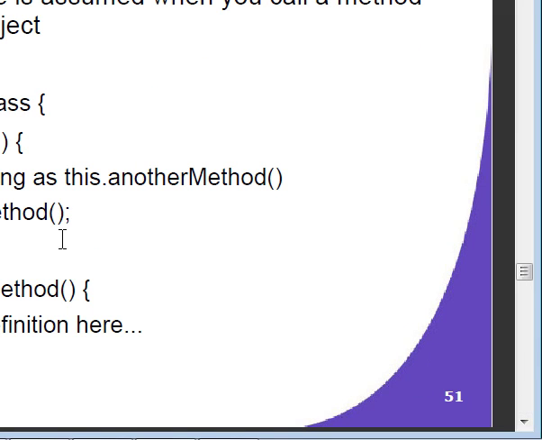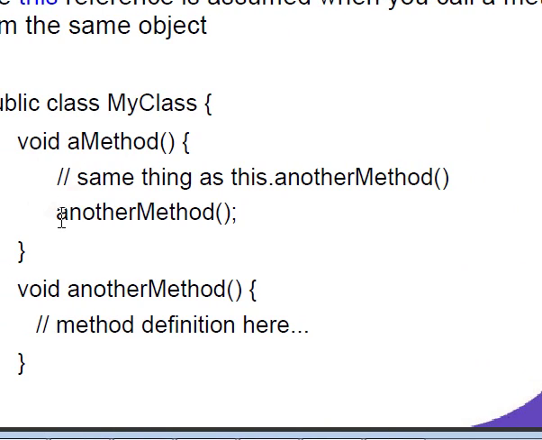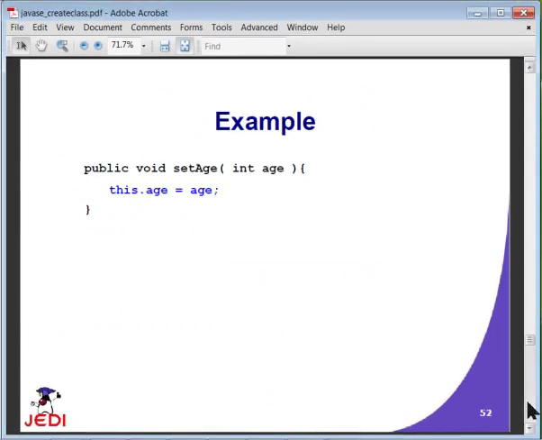So this is the slide that I don't think is that important. This reference is assumed when you call a method from the same object. So when you call another method like this, this is basically the same thing as this dot another method. But this is not that important. You are never going to have this kind of usage in your Java code, but just conceptually, it is the same thing.